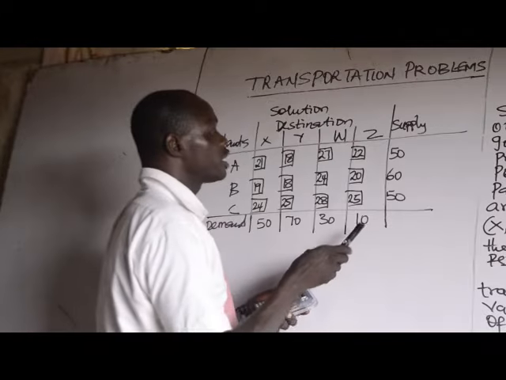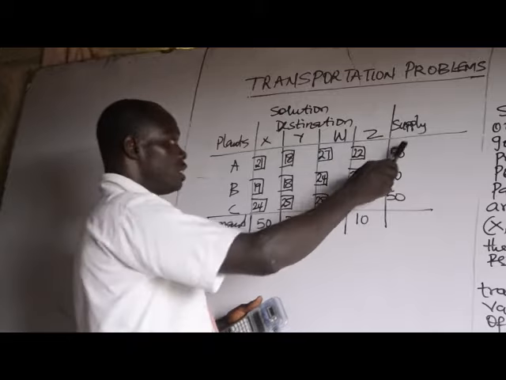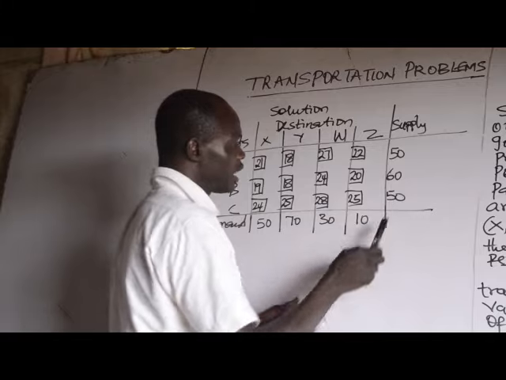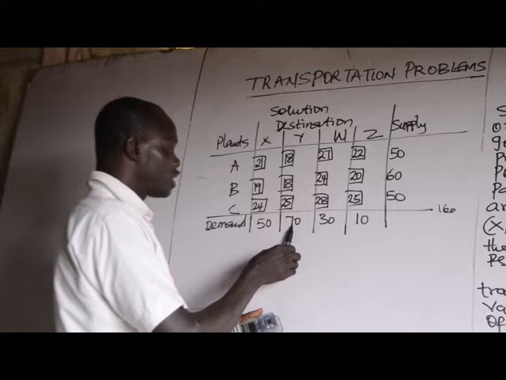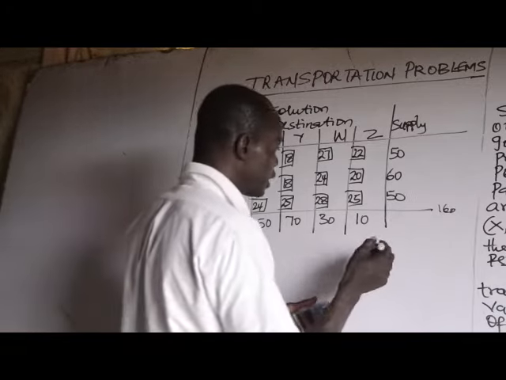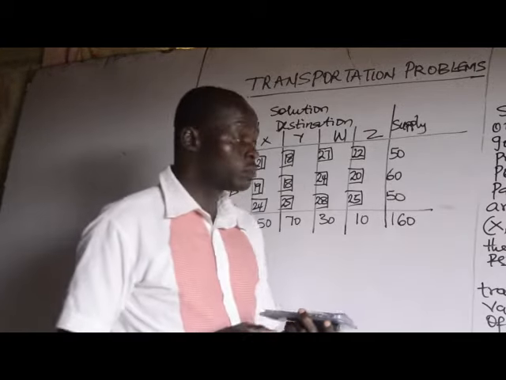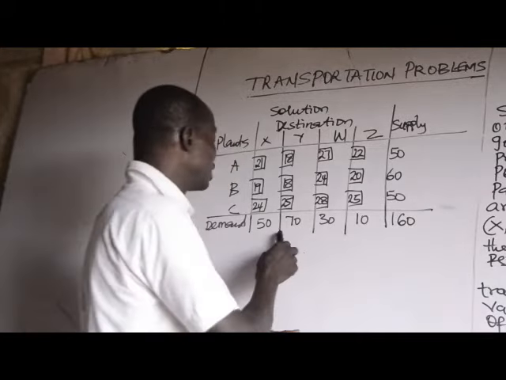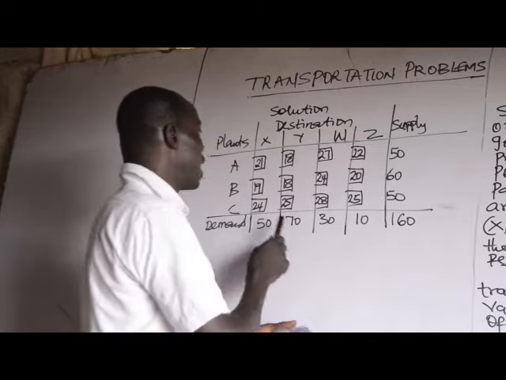The first step is to check if the transportation problem is balanced, that is, if the demand equals supply. 50 plus 60 is 110, plus 50 is 160. Then 50 plus 70 is 120, plus 30 is 150, plus 10 is 160. So in this case, demand equals supply. I will still give another example where demand and supply will not be equal. This type of problem we call a balanced transportation problem, where demand and supply are equal.